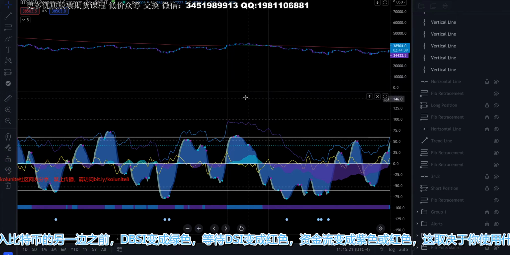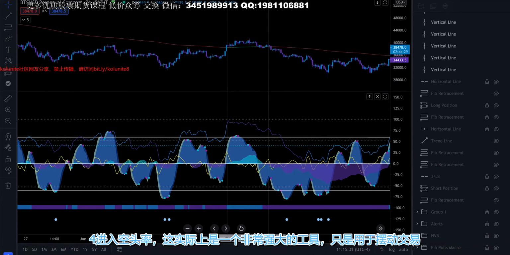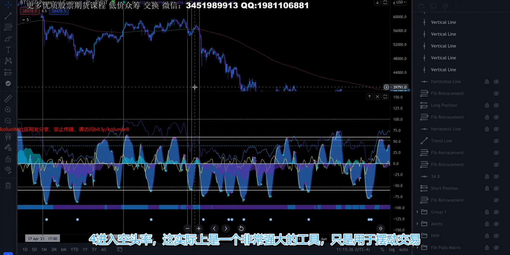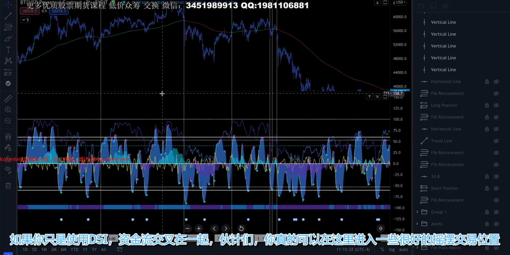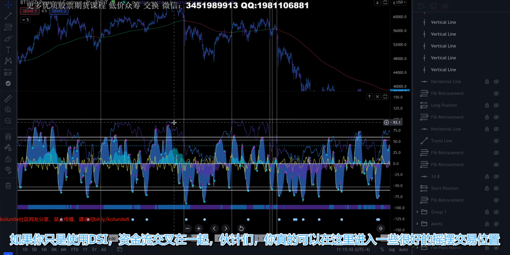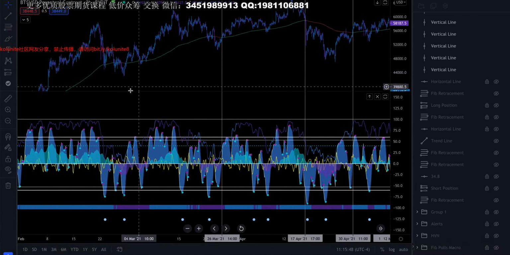Wait until you see the money flow crossing over and the DBSI turning green before you enter the long. And on the other side of that, wait for the DBSI to turn red and money flow to turn purple or red, depending on what colors you use, to enter the short trade. And this is actually a really powerful tool for swing trading. If you're just using DBSI and the money flow crosses together, guys, you can really get into some really good swing trade positions.